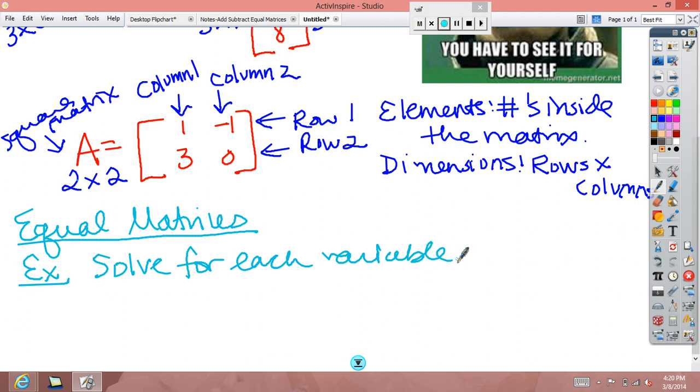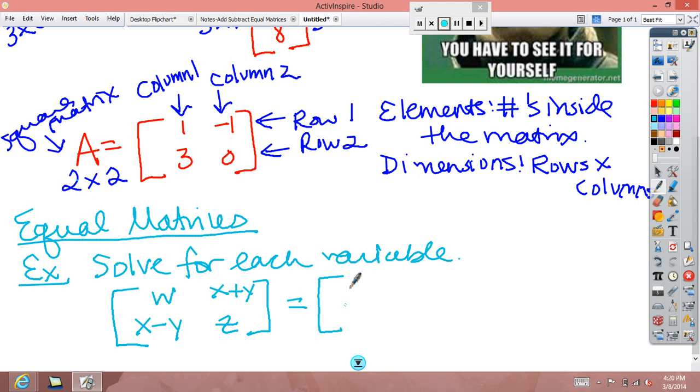Okay, and I have two matrices, obviously, if they're going to be equal. W, x minus y. Oh yeah, there's variables here. Don't worry, we're going to be okay. Equals 3, 5, 4, 6. So, it's saying that these two are equal.